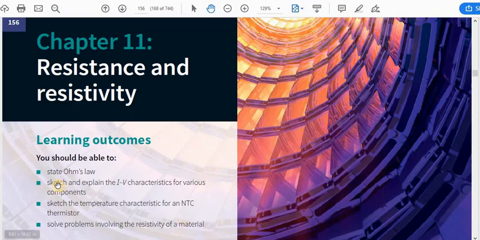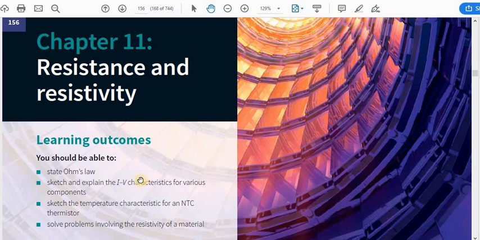Okay, so we have Ohm's law, sketch and explain IV characteristics for various components. Again, we will see graphs for that. Now once you learn Ohm's law, that is the equation we have for Ohm's law, V equals IR. Okay, and you have to plot graphs. So the gradient will be, if it's a V versus I graph, from the equation V equals IR, the gradient is the resistance. So we will go into the details.